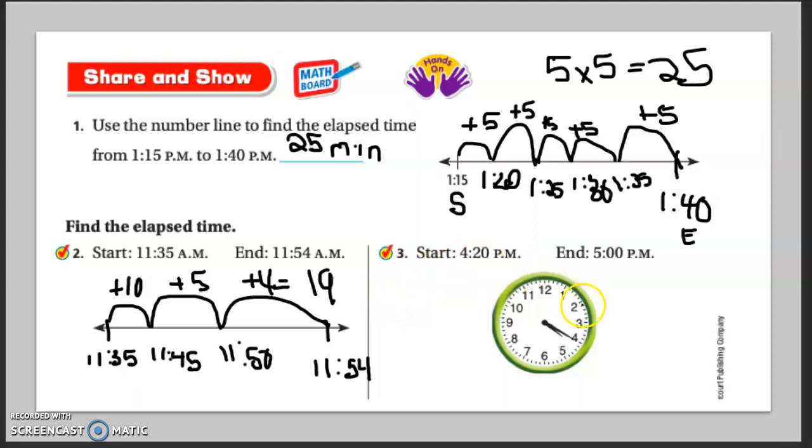Okay? All right, let's go to number 3. So here they're using an analog clock. They give you the start time of 4:20 and they give you the end time of 5 o'clock. So we're going to start at 4:20 and we're going to do our 5 o'clock so we know where to stop. So here we can use the analog clock to count by 5s. So here my first jump would be 5. Next one to 6 would be 10. To 7 would be 15.